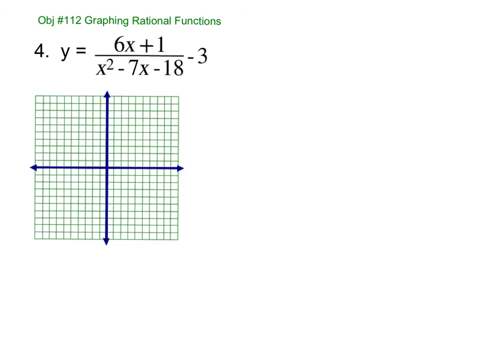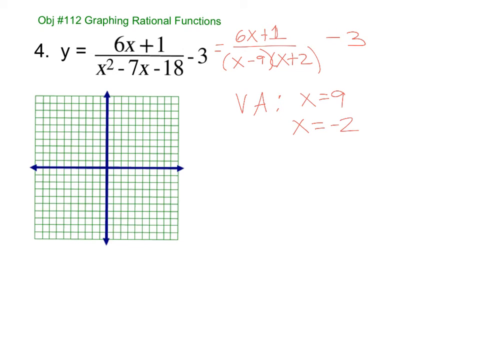All right, last one. Pause the video. Try it on your own. So I have 6x plus 1 over x minus 9, x plus 2, minus 3. So my vertical asymptotes are at x equals 9 and x equals negative 2. My horizontal asymptote is at negative 3.